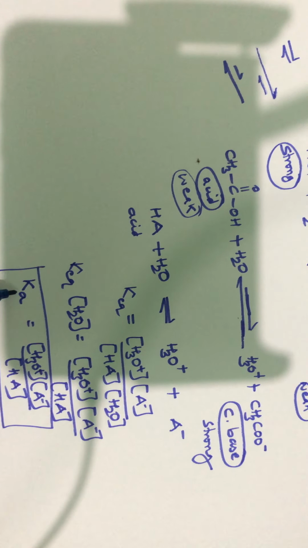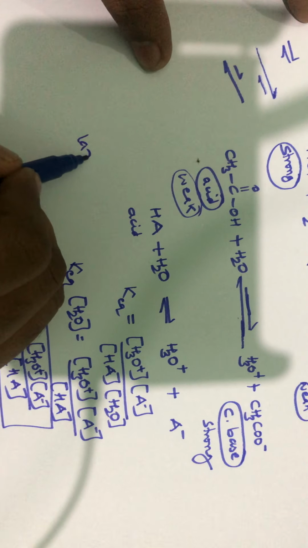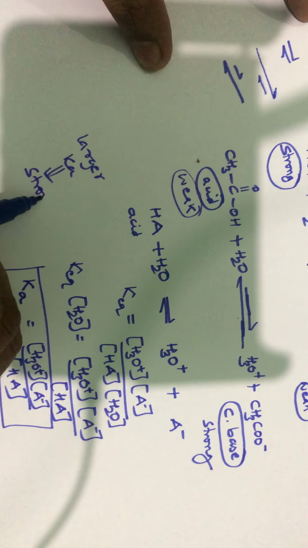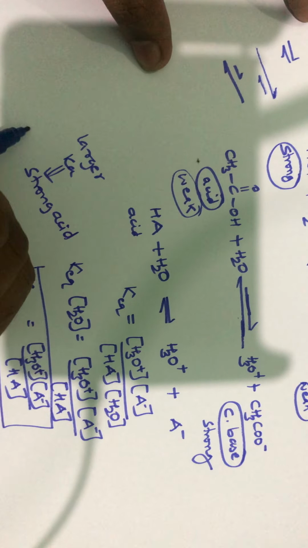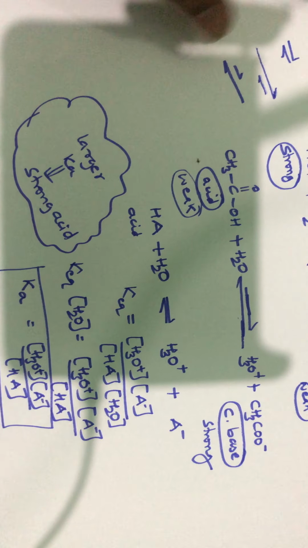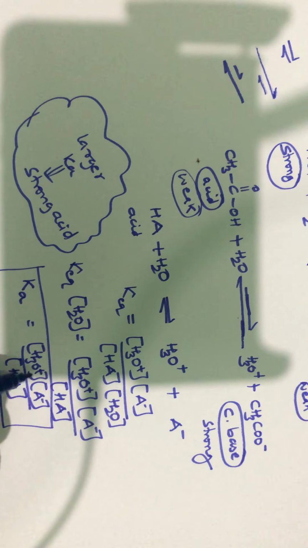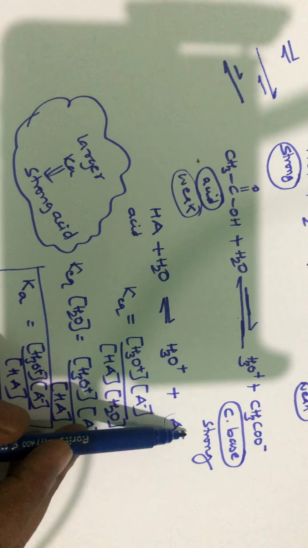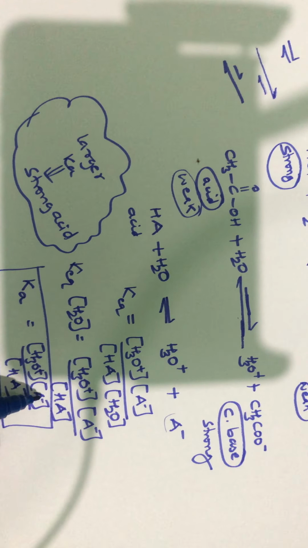Okay, larger the value of Ka, stronger is the acid. Larger the value of K implies a strong acid. Why? Because when the value of K is more, the numerator is more. If A minus is more, the dissociation is more. If the dissociation is more, the concentrations of A minus and H3O plus will be more, the numerator will be more, and the Ka will be more. That means the larger the value of Ka, the more the dissociation. So hence stronger is the acid.